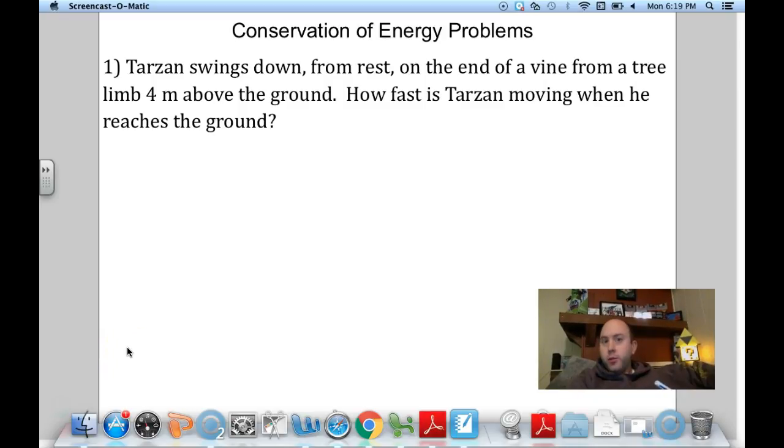Okay, so, sorry I couldn't be in class today, not feeling too well at all, splitting headache, but I thought I'd still help you guys out in figuring out these conservation of energy calculations.